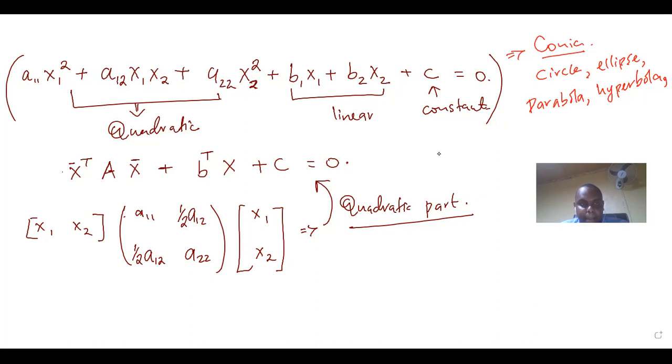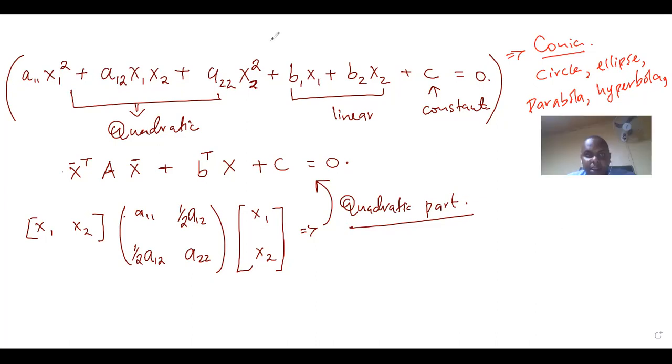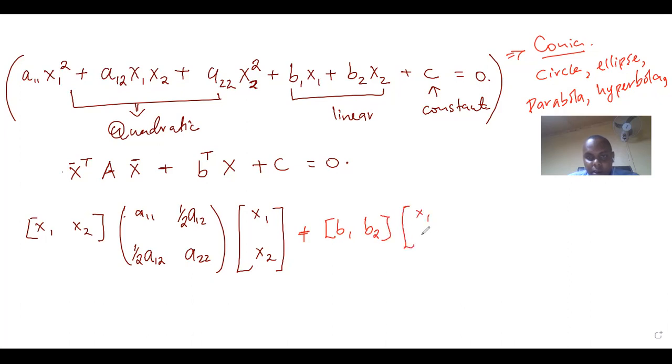Okay. The second one. Let me finish writing this. So that's the quadratic part. And then this other part is going to be plus B1, B2 times x1, x2, and then plus a constant equals 0. Okay, so what happens in the next part?